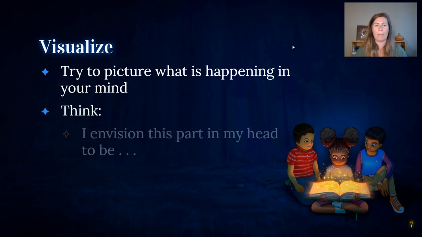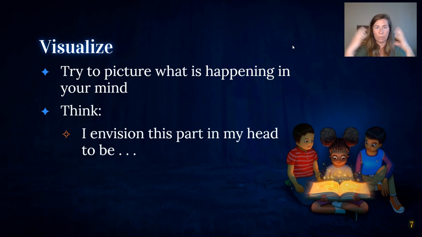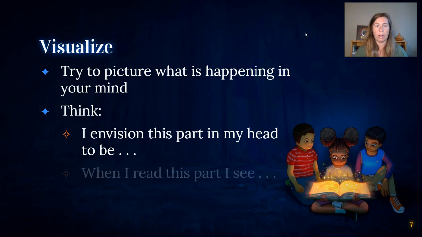Some things you can be thinking about is, I envision this part in my head to be, right? This is what I'm seeing in my head, this building or this character. When I read this part, I see this.